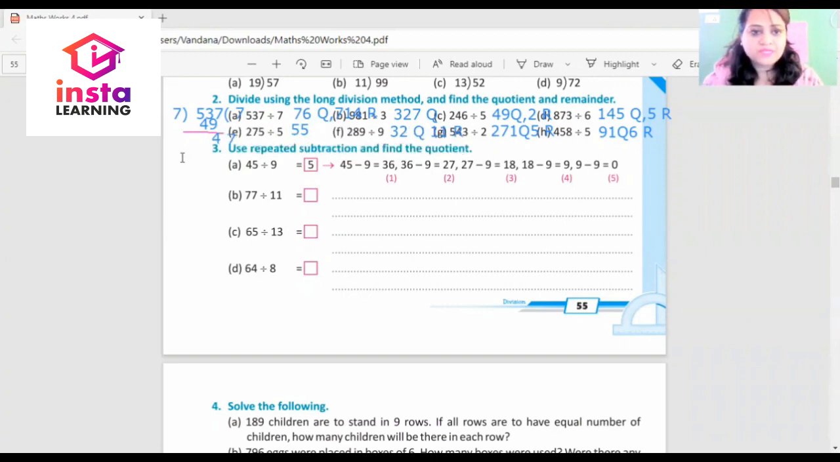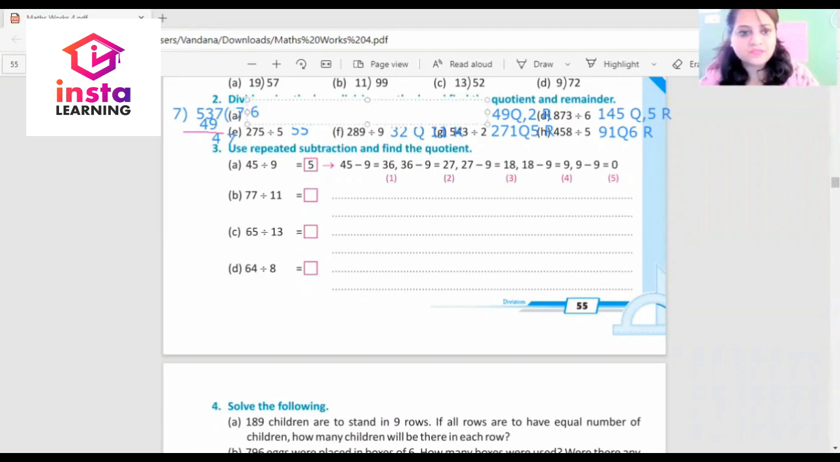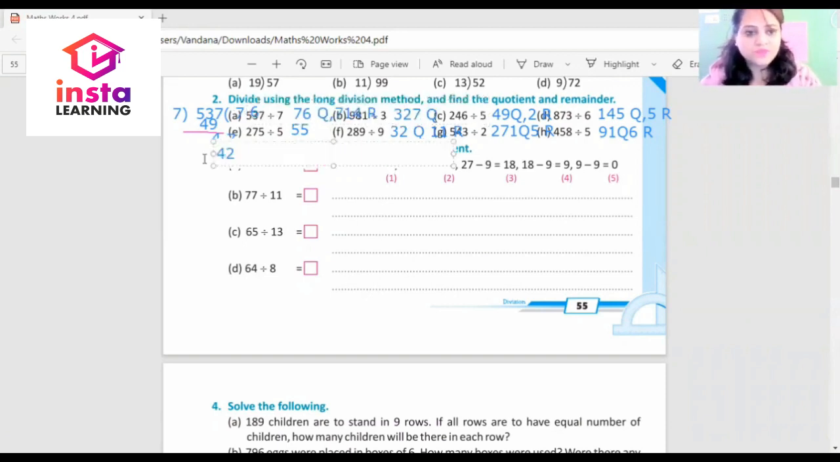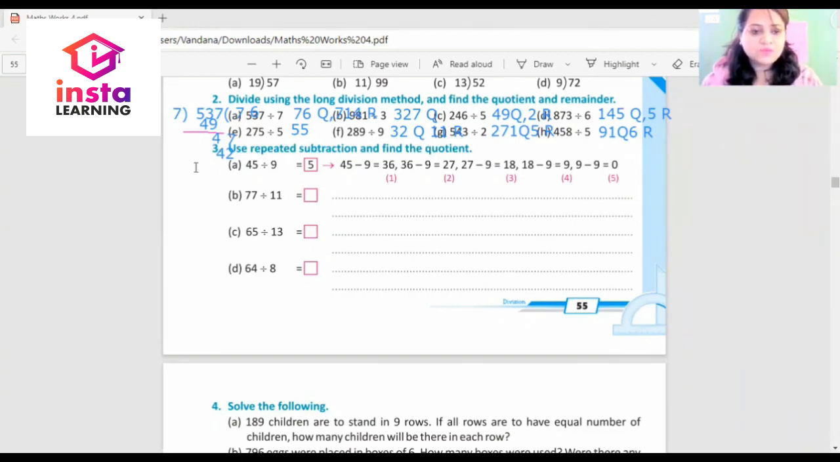Now 7 sixes are 42. So write here 6 and write here 42. So students, you will get the answer 5 here. Okay. So it is your remainder. So students, it's very easy sums. And I'm telling you your answers. Just check with your answers and do it in your notebook.